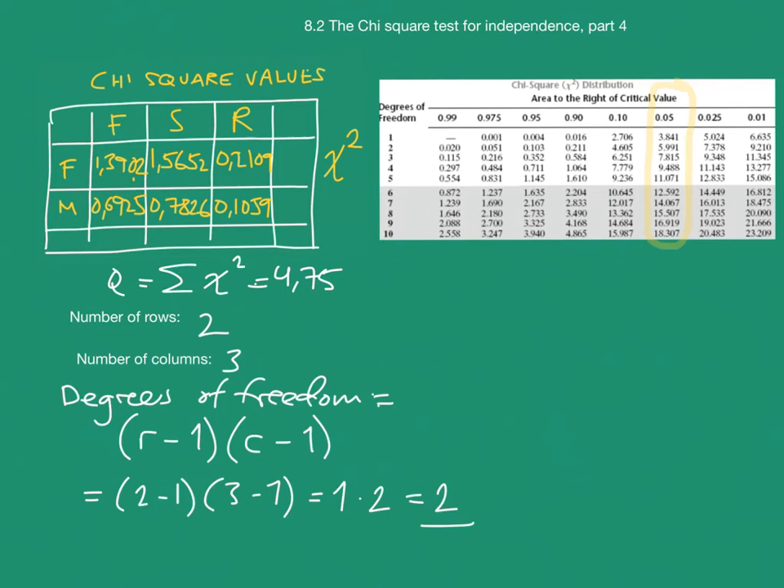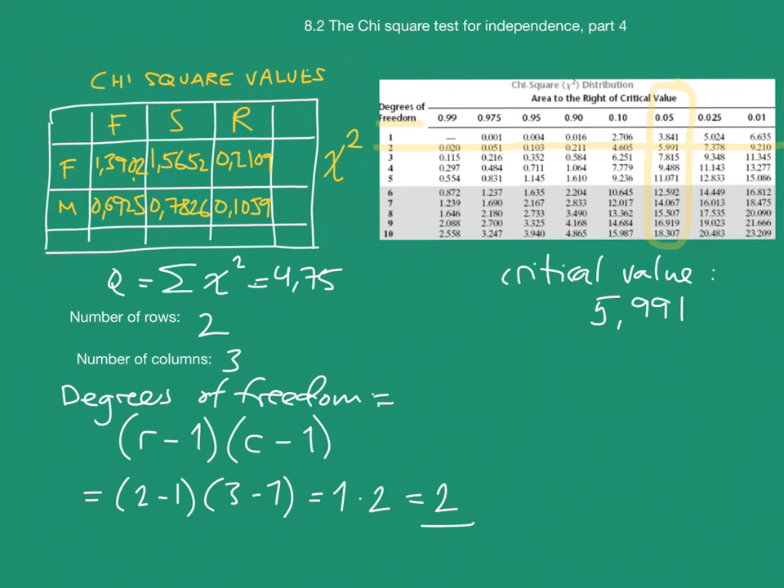And then we look at the rows down here where it says degrees of freedom. We're interested in the row that has 2 degrees of freedom, so it's this row that is marked 2. And you can see the intersection point between the column and the row. That gives us a critical value of 5.991.